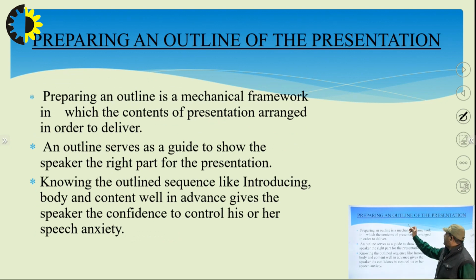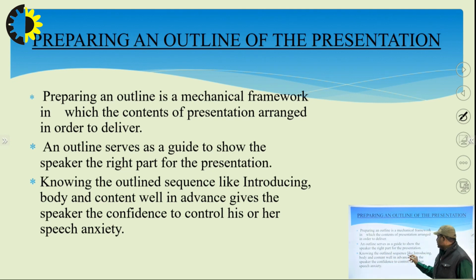Now, preparing an outline of the presentation. Preparing an outline is a mechanical framework in which the content of the presentation is arranged in order to deliver. An outline serves as a guide to show the speaker the right path for the presentation.